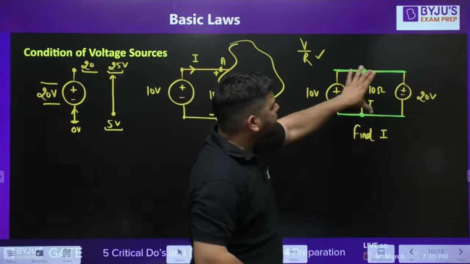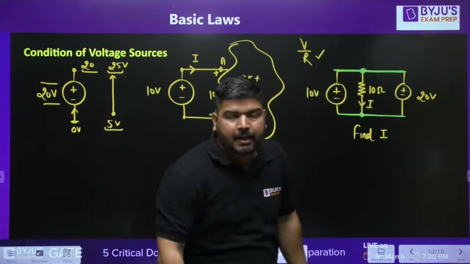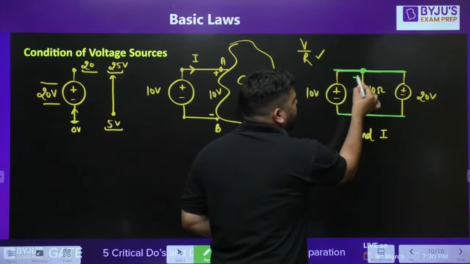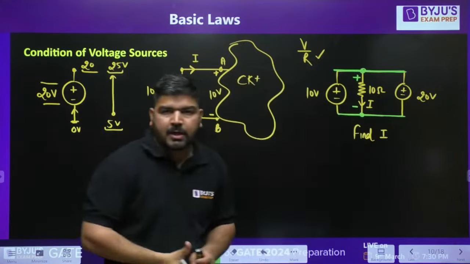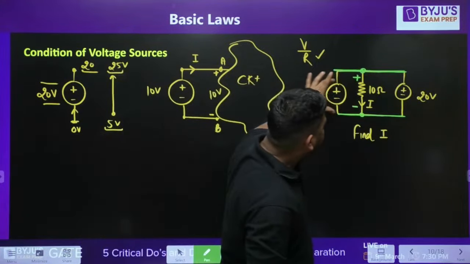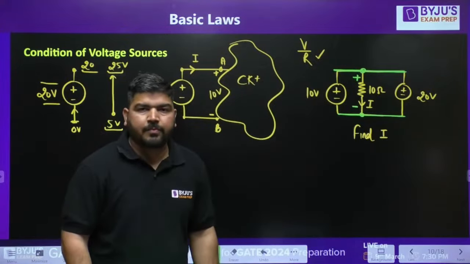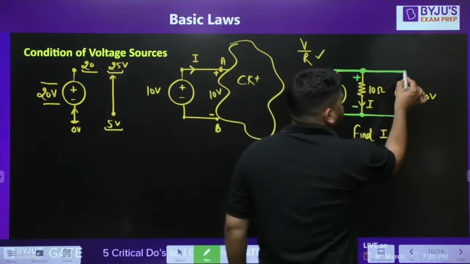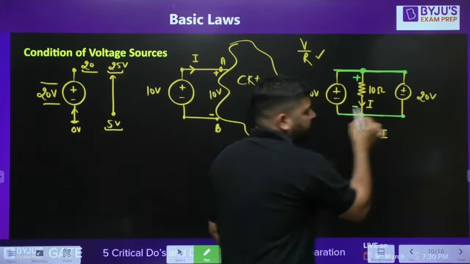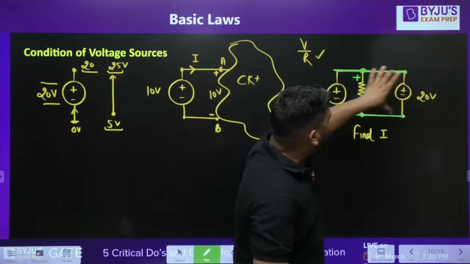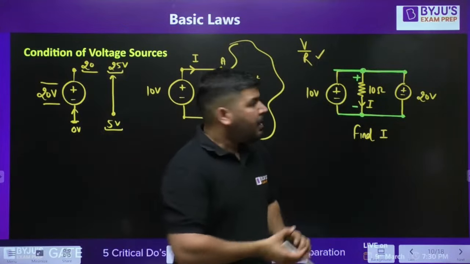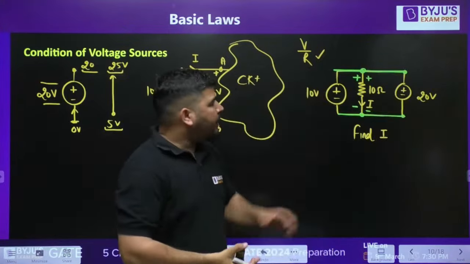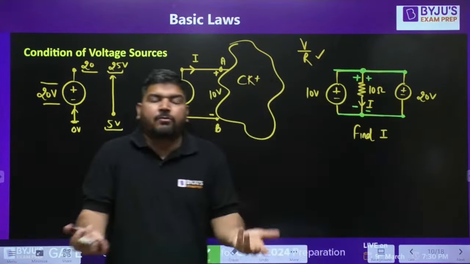Now this source will say that since I am connected directly across these points, I will maintain a difference of 10 volt. Upper point will be at higher potential, lower point at lower potential, and I will maintain a 10 volt difference across this 10 ohm. Now what will this source say? This source will say that my value is 20 volt. I will maintain a difference of 20 volt between these 2 points. So according to this source, this voltage difference has to be 20 volt, and according to this source, this voltage difference has to be 10 volt.